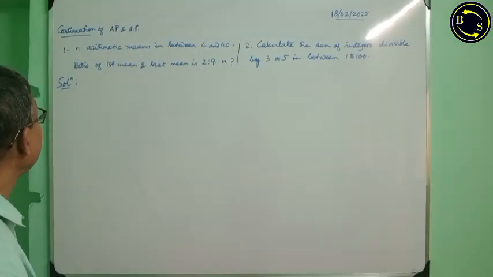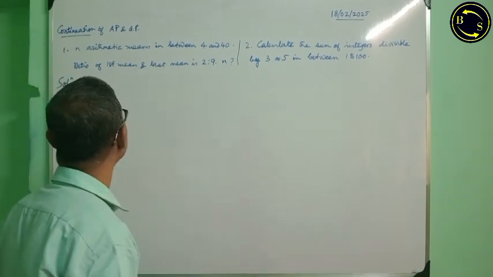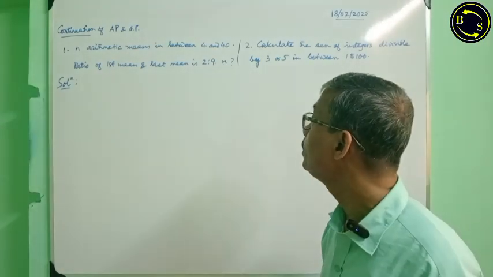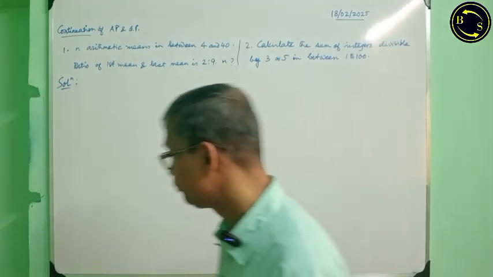There are n arithmetic means in between 40 and 4, and the ratio of first mean and last mean is 2:9. We have to find the value of n.